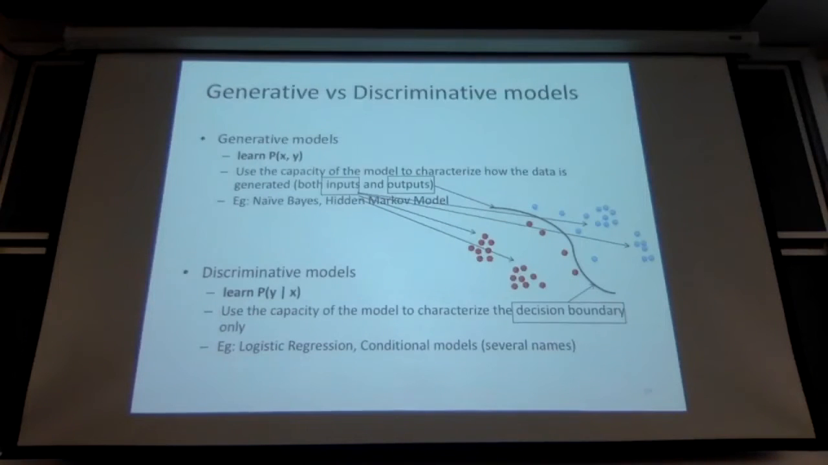Discriminative models tend to have an edge. These are all not formal statements, but they tend to have an edge when it comes to applications where you only care about the decision boundary.